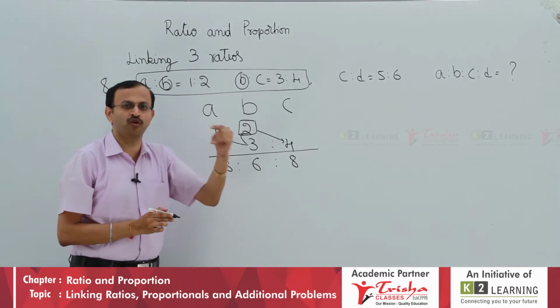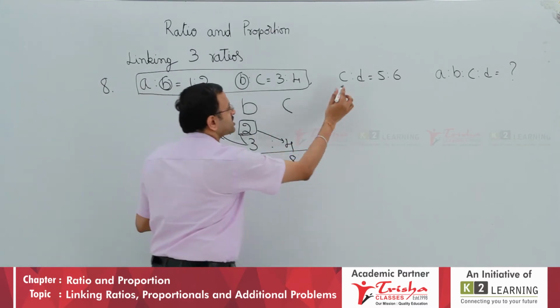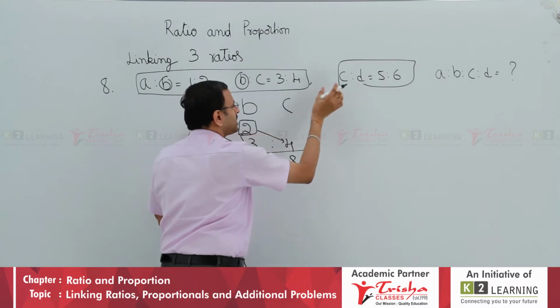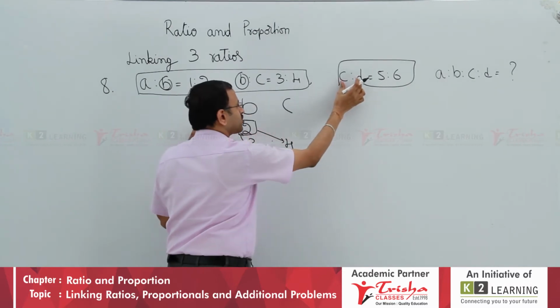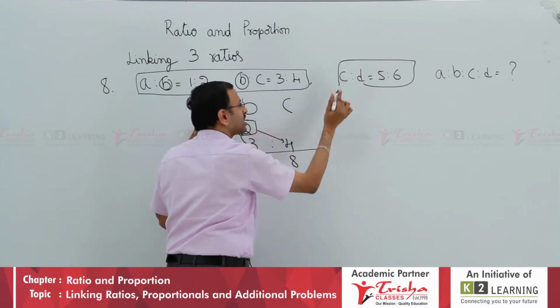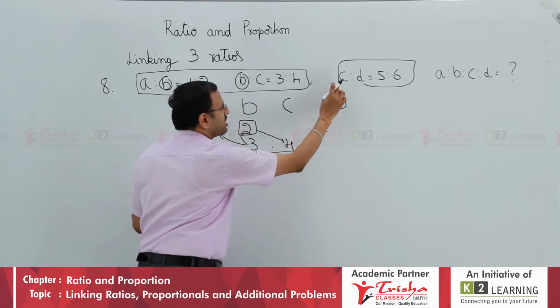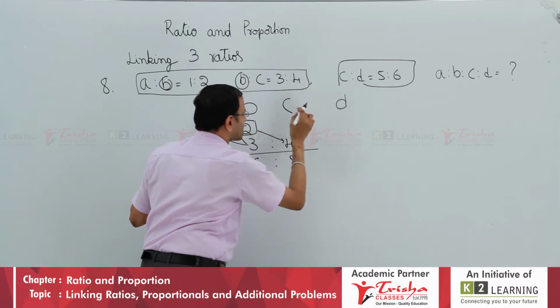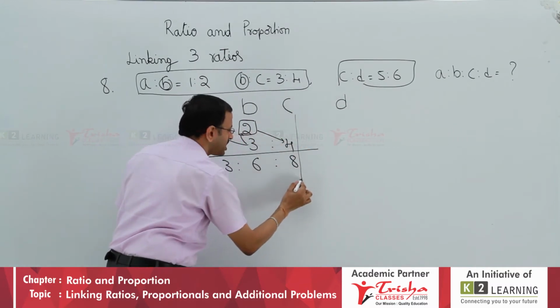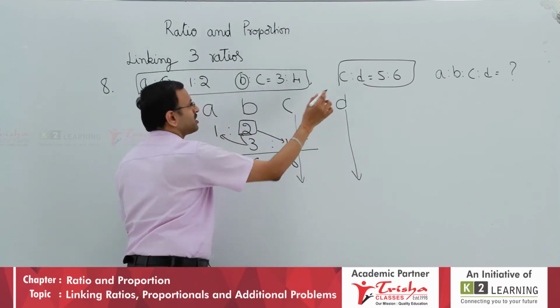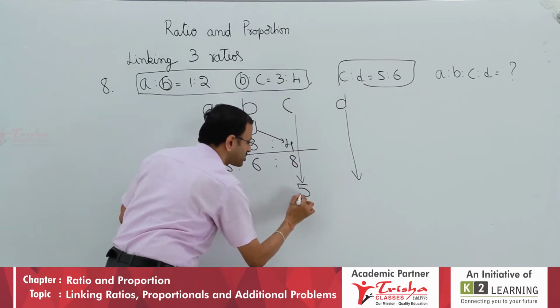Here you have one more ratio. What is that ratio? C is to D. So after finding the common ratio of these three elements A, B, C, I should do the next ratio which has one more element called D. How do you take D? C is to D, 5 is to 6. So observe carefully, C is to D. Numbers are 5 is to 6.